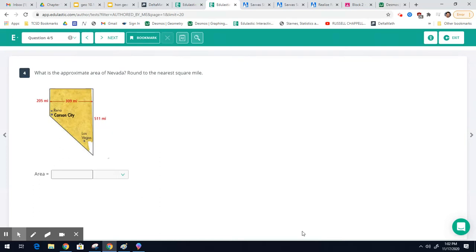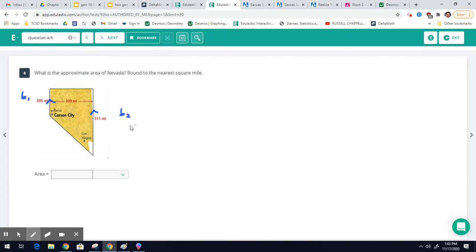Okay, so next problem here, it says, what is the approximate area of Nevada, round to the nearest square mile? So if we look here at Nevada, Nevada looks very similar to a trapezoid. So we're moving on to trapezoids, right? So here are the two parallel sides. These are the bases. So let's call 205 base 1.